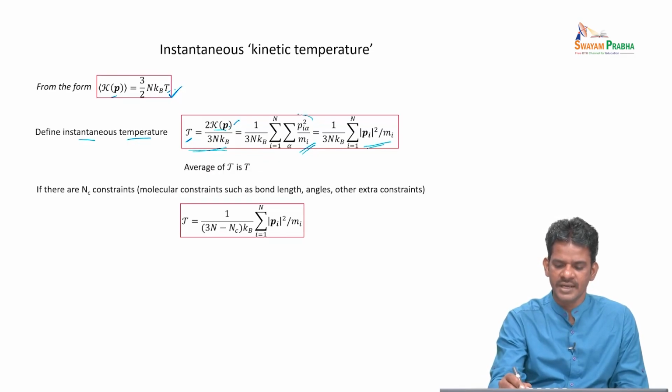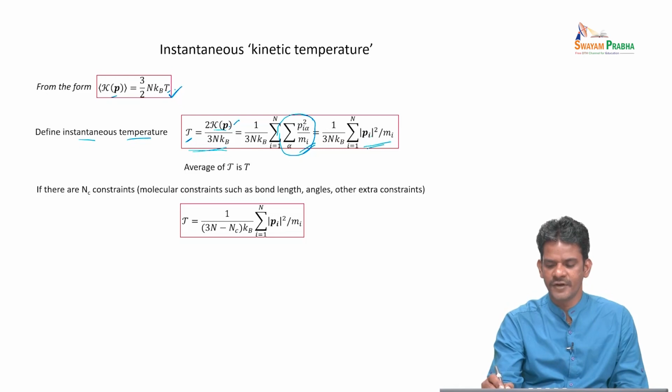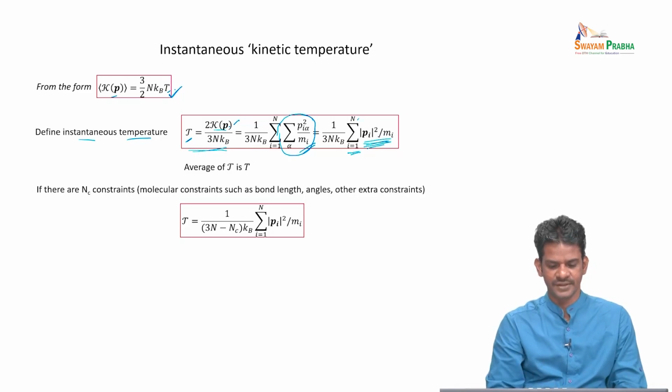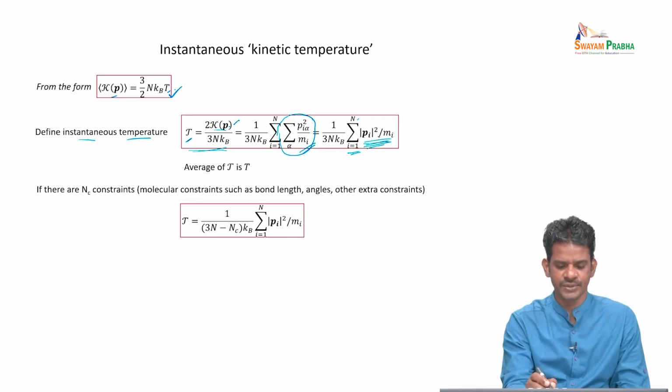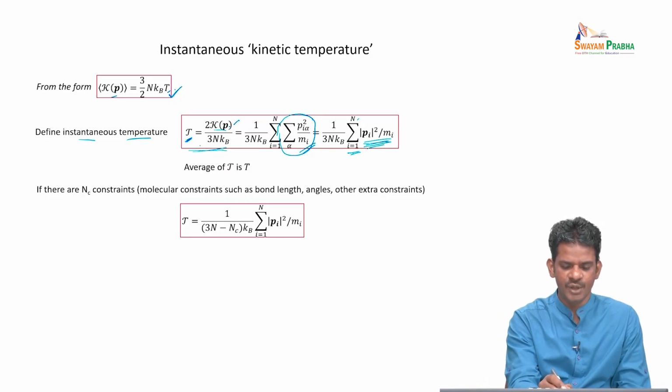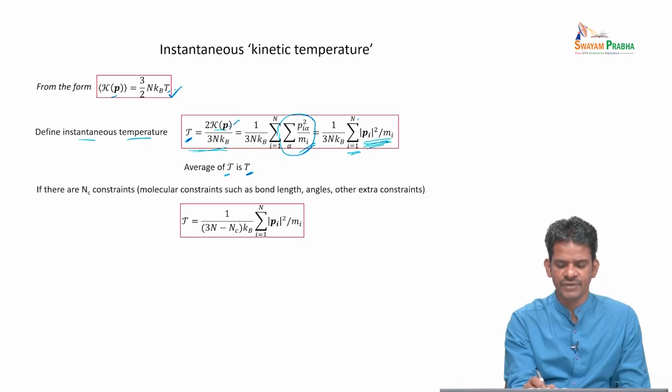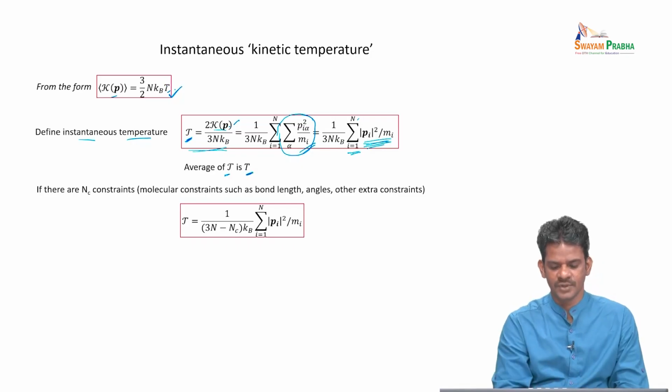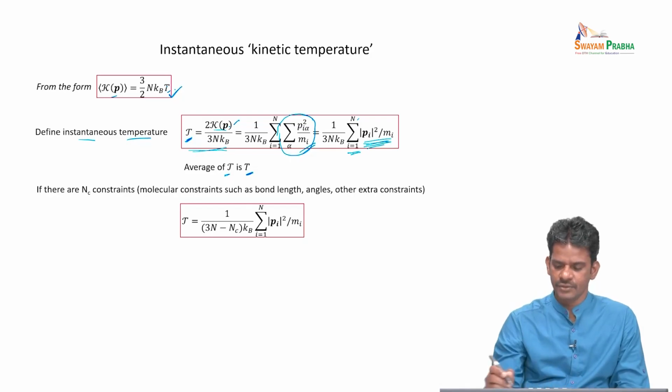If you want to write this summation over the component form, you can simply write it as the sum of the mod of pi squared by 2 mi, where you have to sum only from i equals 1 to n. All the component forms are written in a condensed form like this. And you would expect, as you know, that the average value of this instantaneous temperature should give you the thermodynamic temperature T.